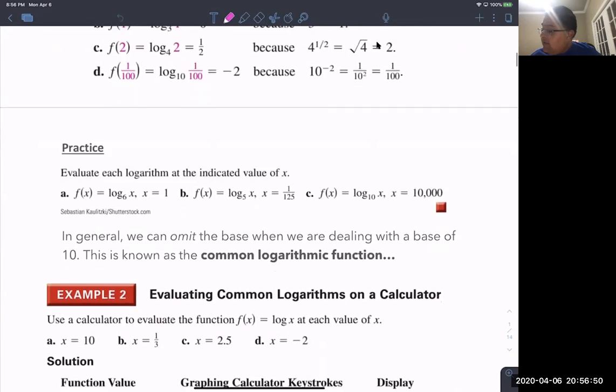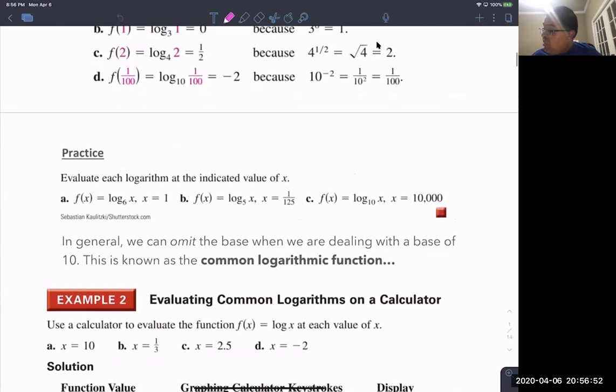So let's look at these practice problems. A, what is log base 6 of x when x is 1? We talked about an example like this. Log base 6 of 1 is what? 0.